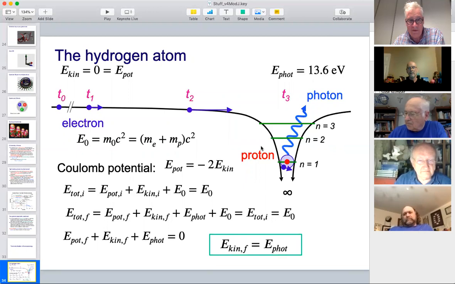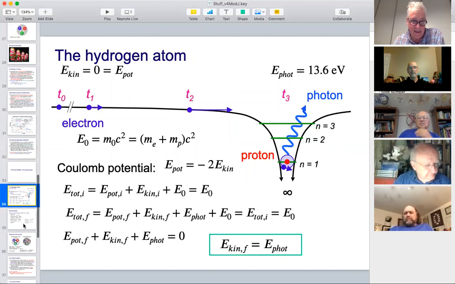Coulomb potential. Potential is minus 2 times the kinetic energy. And so the kinetic energy of the thing here is exactly the same as the photon energy, the energy that's lost in the hydrogen atom. Well known, nothing surprising. First year or second year university stuff.